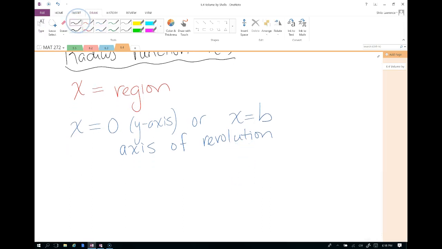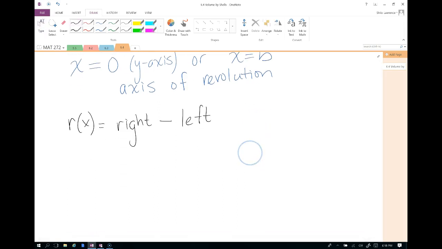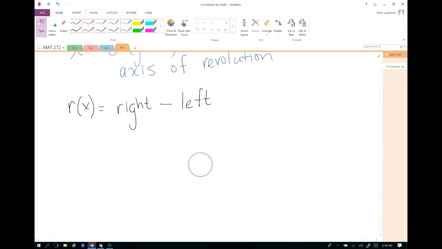And to figure out your radius function, you're always going to do the one on the right minus the one on the left. Right minus left. So you might be doing region minus axis, or you might be doing axis minus region. So I want to show you a couple of quick examples. These are not going to be full volume problems, but just examples on how that radius function could be set up a few different ways.